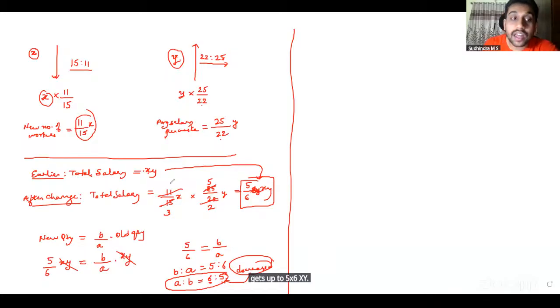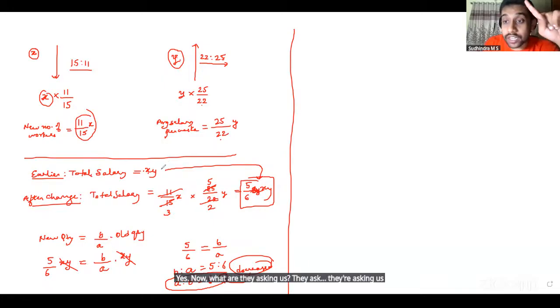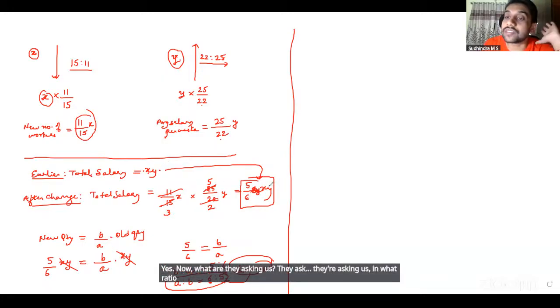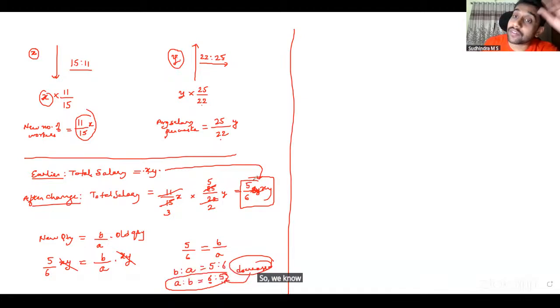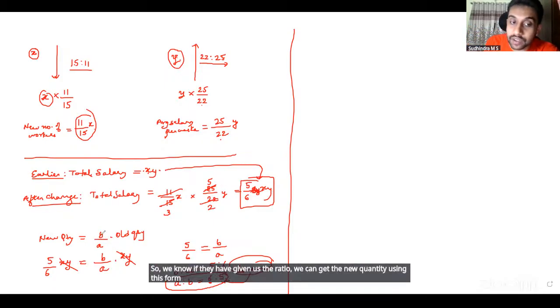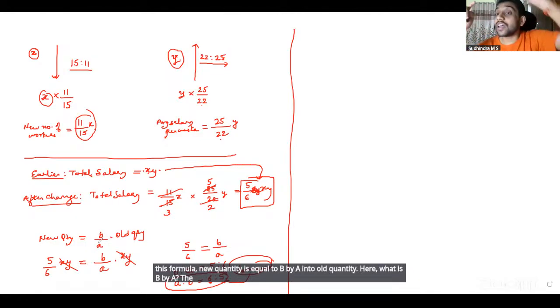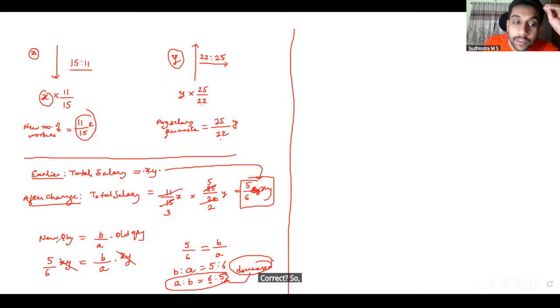Now, what are they asking us? They are asking us in what ratio XY became 5 by 6 XY. So we know if they have given us the ratio, we can get the new quantity using this formula. New quantity is equal to B by A into old quantity. Here, what is B by A? The terms of the ratio. So, if I substitute, what is the new quantity? 5 by 6 XY. What is the old quantity? XY.